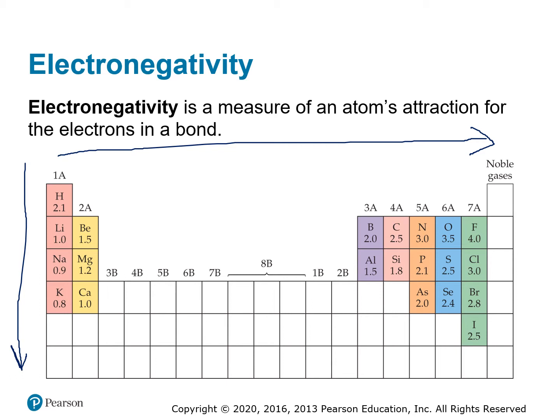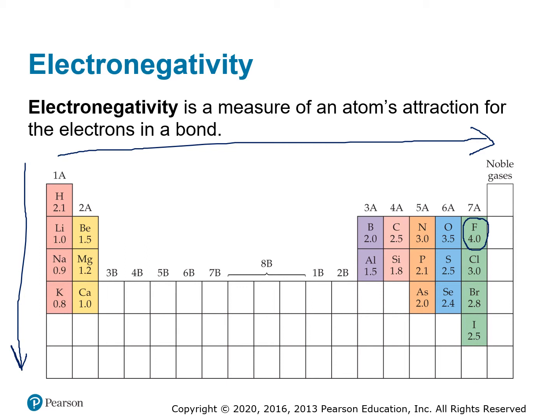If it's increasing in the period 2, then see, fluorine has an electronegativity of 4. So the numbers here are telling you the electronegativity for that element. So 2.1 for hydrogen, fluorine has 4, chlorine has 3, bromine. You don't have to memorize these, but it's important to know this trend: that it increases from left to right and it decreases from top to bottom.